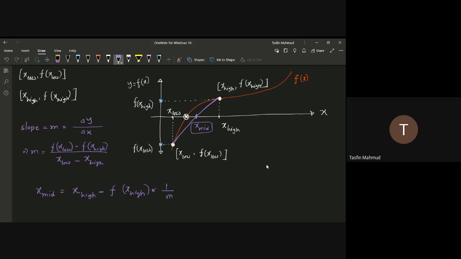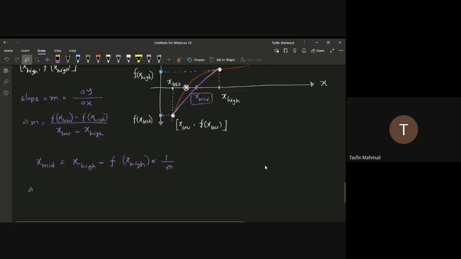Okay, so the value of the x mid will look something like this. This x mid will have the value x high minus f of x high times this x low. 1 over m is this portion, right? We are going to invert this. It would be our 1 over m.